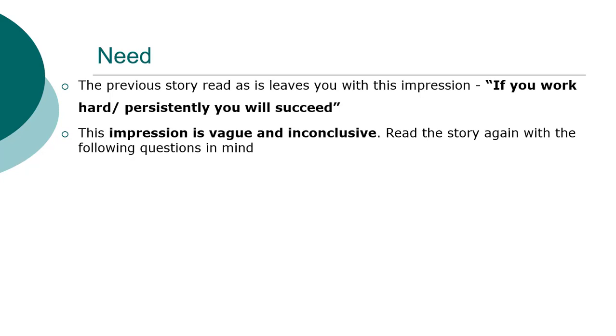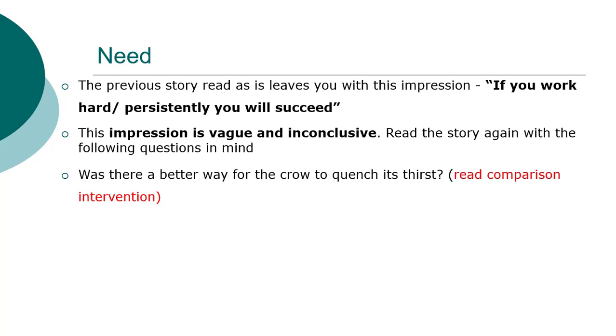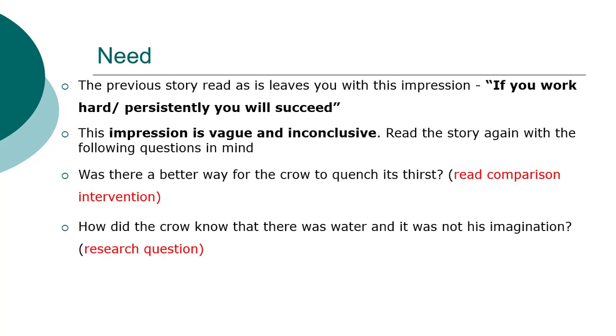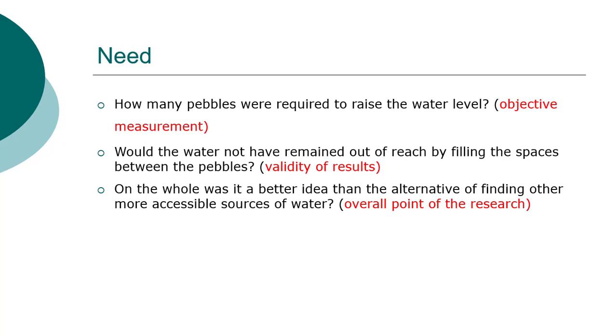If you just read the story as is, it leaves you with the impression that if you work hard or persistently, you will succeed, because this is what we have been told is the moral of the thirsty crow story. This impression is vague and it is inconclusive. If you read the story again with the following questions in mind, what will you think about it? Was there a better way for the crow to quench its thirst? In research, consider this as a comparison intervention. How did the crow know that there was water and it was not his imagination? This is a research question. How many pebbles were required to raise the water level?